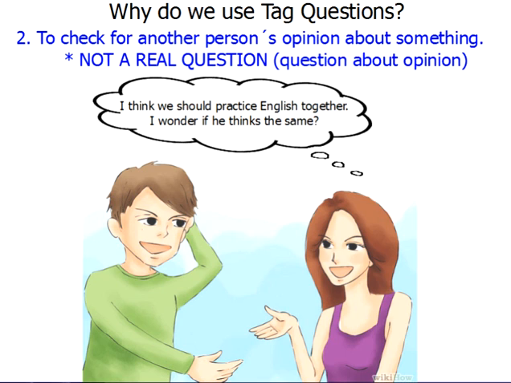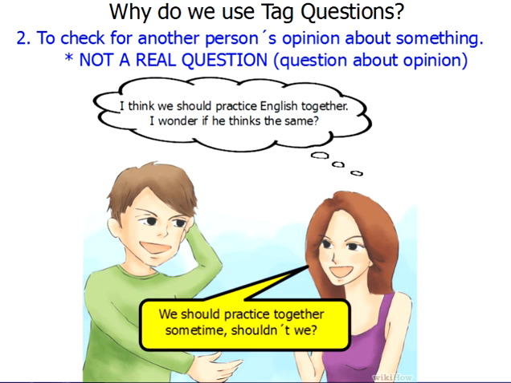So Janet is thinking to herself, she says, well, I think that we should practice English together. And she says, I wonder if he thinks the same thing. So she has an opinion, and her opinion is that they should practice English together. But she wants to know what his opinion is. In this context, she's going to use a tag question. And she's going to say, we should practice together sometime. Shouldn't we? Okay?